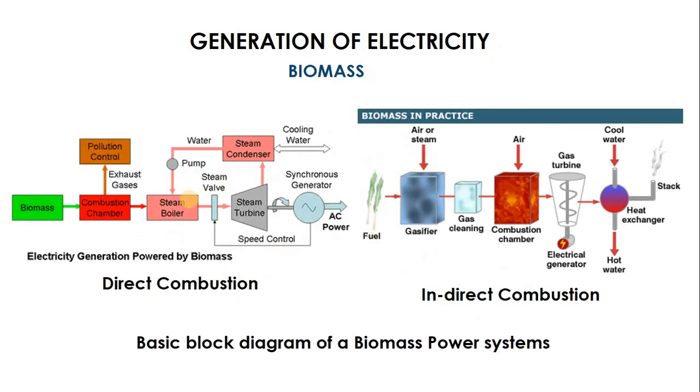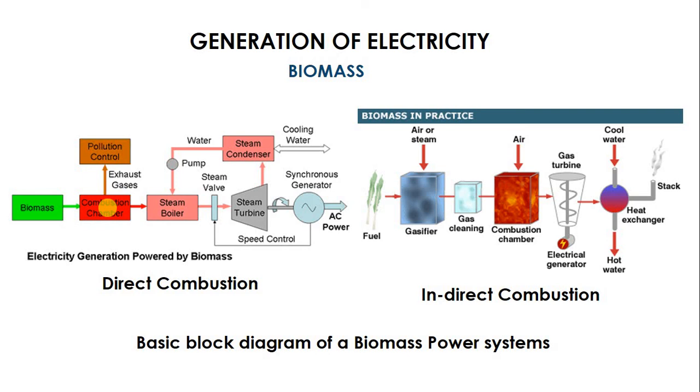We have two types of biomass power plants. We have the ones that use direct combustion, and we also have the ones that use indirect combustion. What is the difference between these two? Now, with direct combustion, the biomass is sent into the combustion chamber and it is burnt directly.